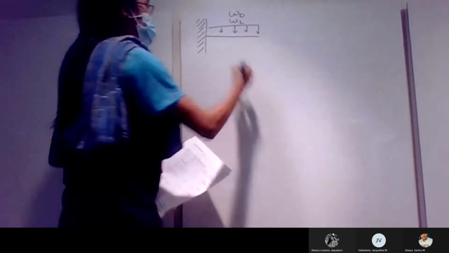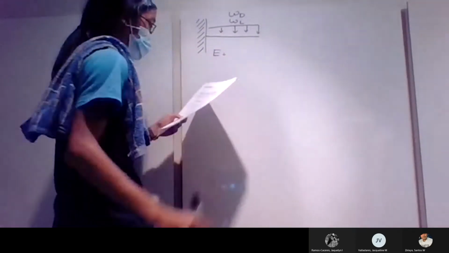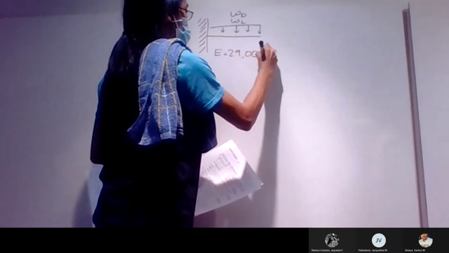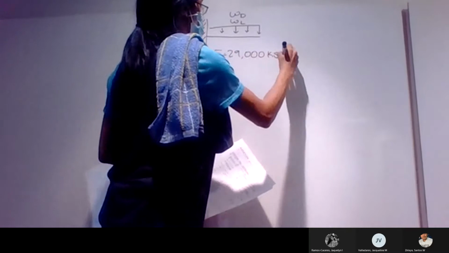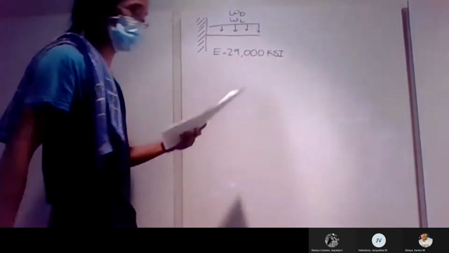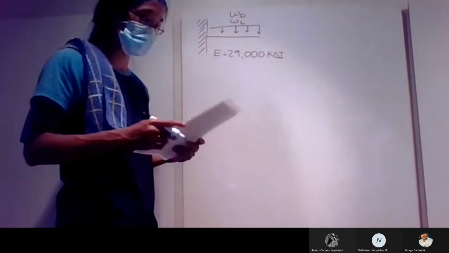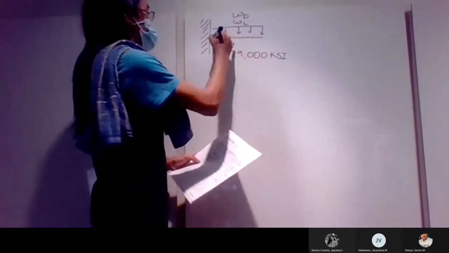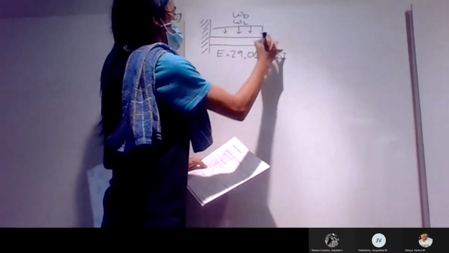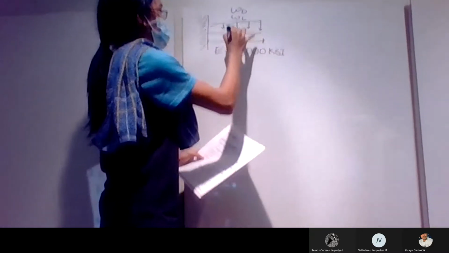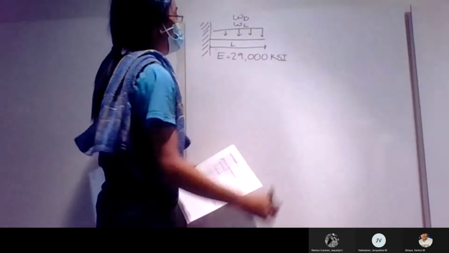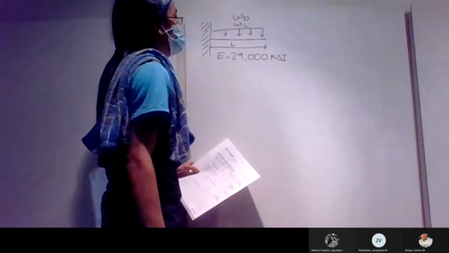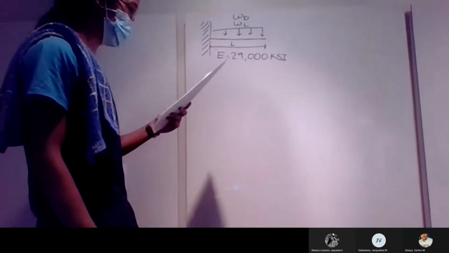So the modulus of elasticity is 29,000 KSI, kips per square inch. So this is a steel beam. That's the number for steel. It's pretty neat, not gonna lie. And then, of course, we have L right there. Make that thicker. That didn't help at all.